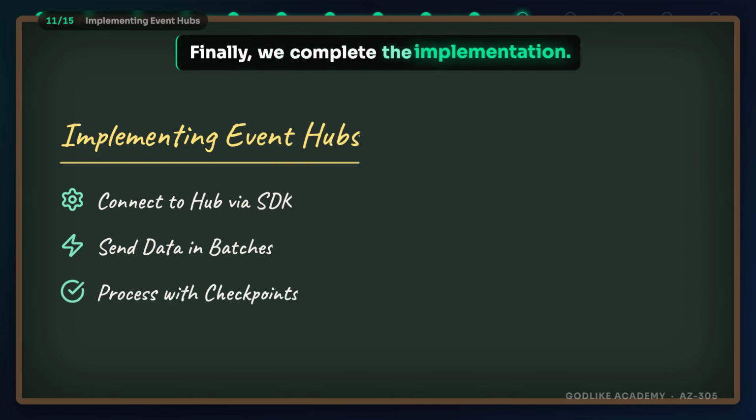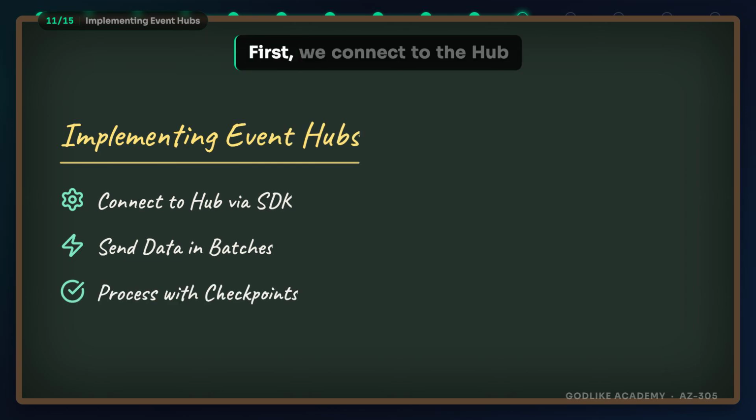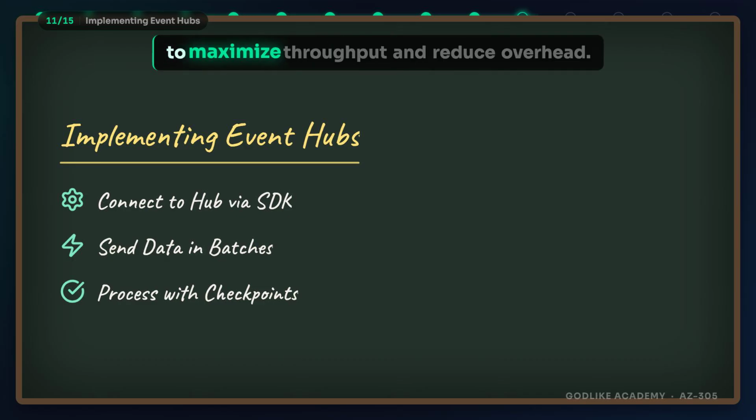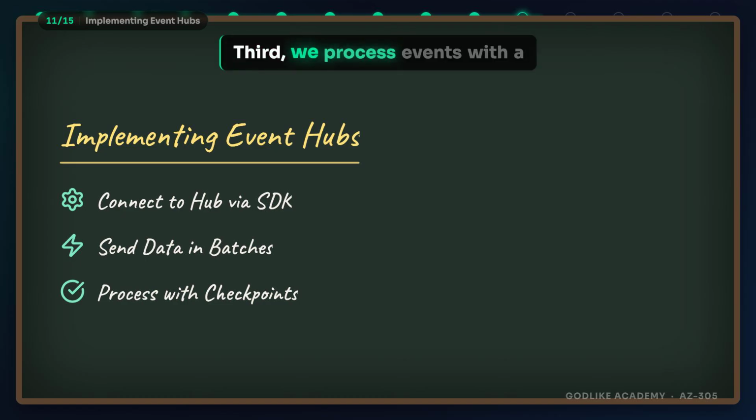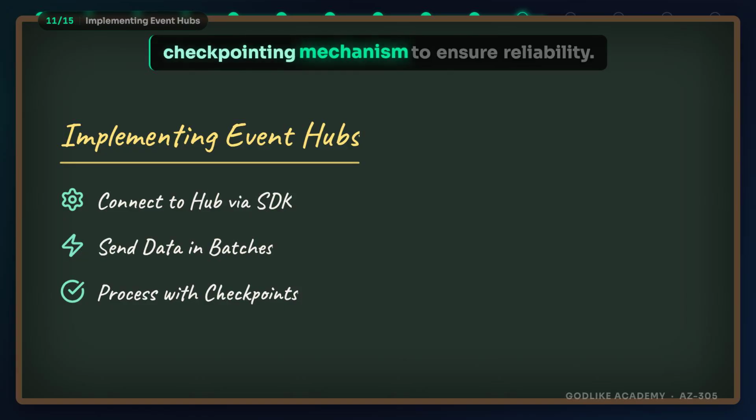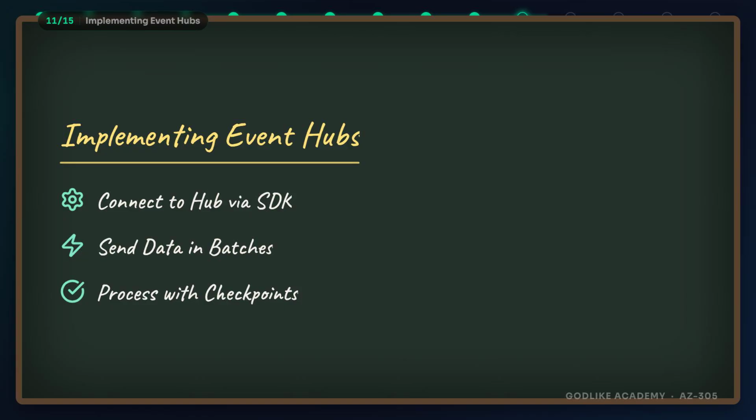Finally, we complete the implementation. First, we connect to the hub using the SDK and configure the connection string. Second, we send data in batches to maximize throughput and reduce overhead. Third, we process events with a checkpointing mechanism to ensure reliability.